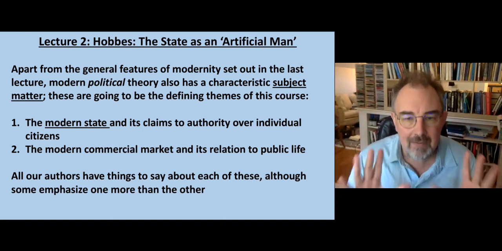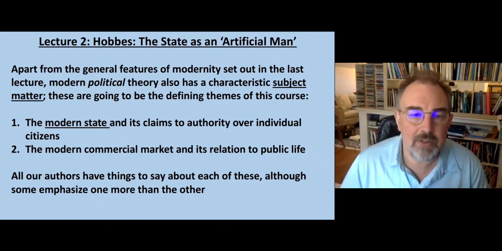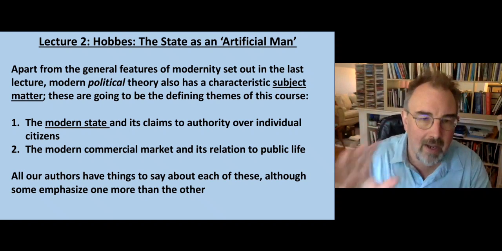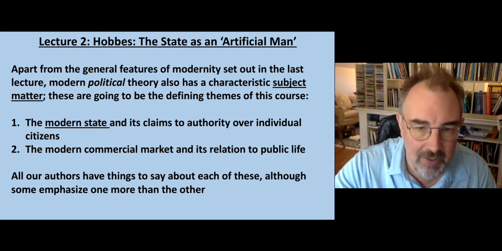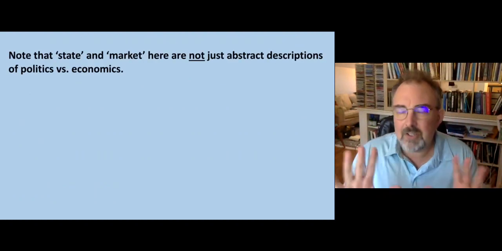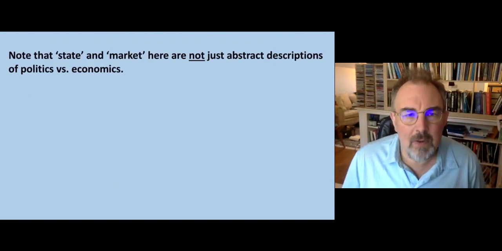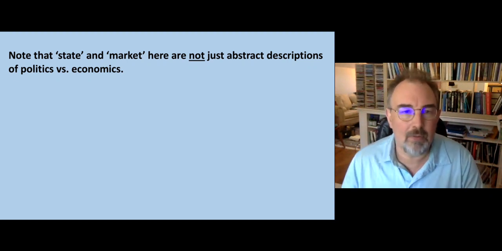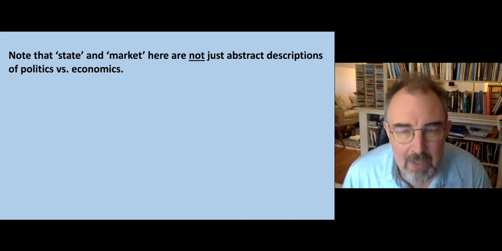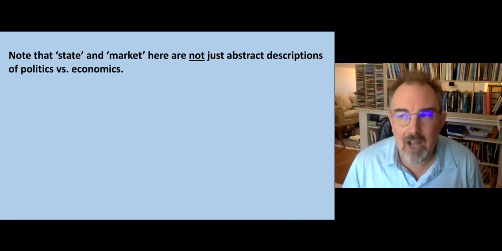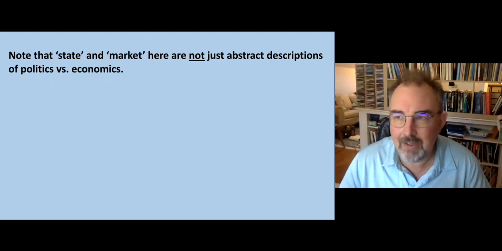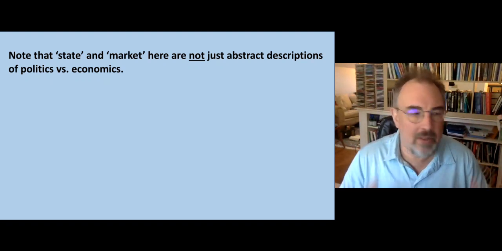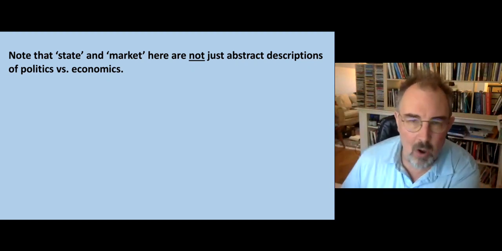So all of our authors have things to say about these, although, as you know, some emphasize the first question rather more than the second, and vice versa. Notice just a small point, but it's an important one. When I refer, for these purposes, to the modern state and the market or the free market or commercial capitalism, I'm doing more than just using these terms as abstract general categories that are synonymous with the political sphere and the economic sphere.